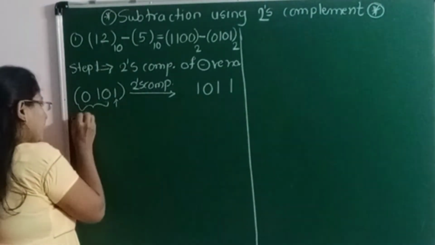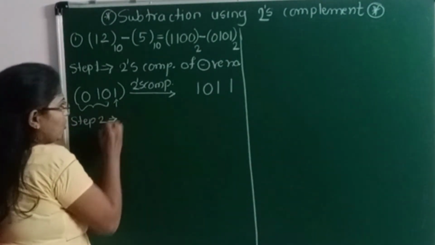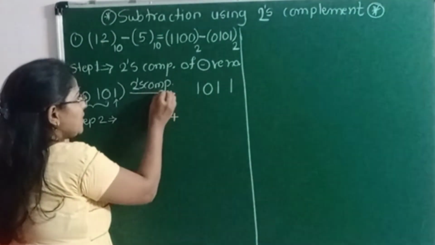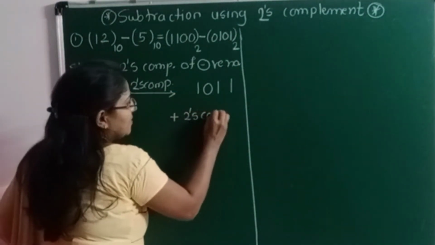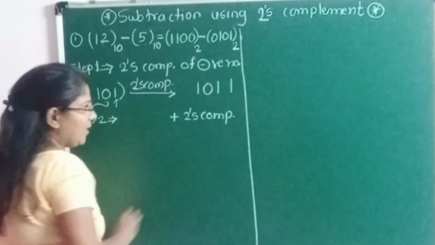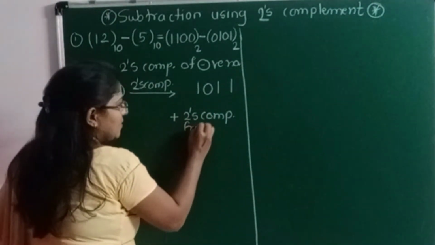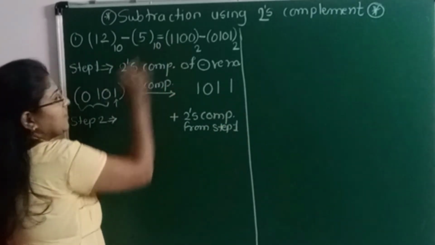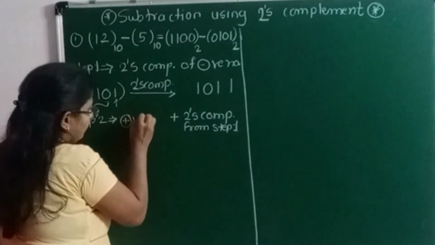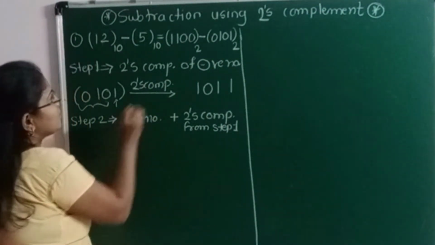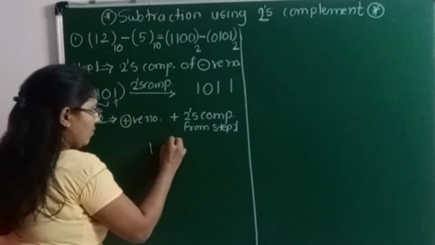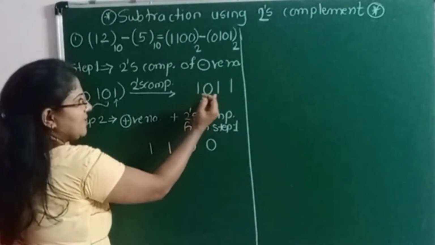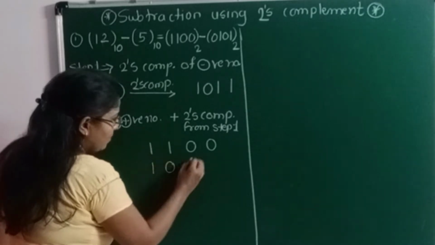Now step 2. In step 2, I have to take the addition of two numbers. Which two numbers? First is the 2's complement from step 1, and the next one is the positive number. So what is the positive number here? 1, 1, 0, 0. What is the 2's complement from step 1? That is 1, 0, 1, 1. So write here 1, 0, 1, 1.